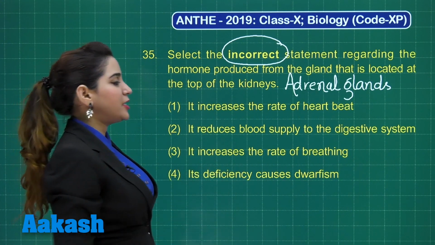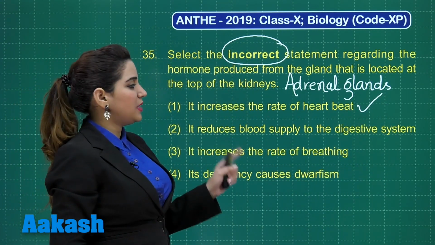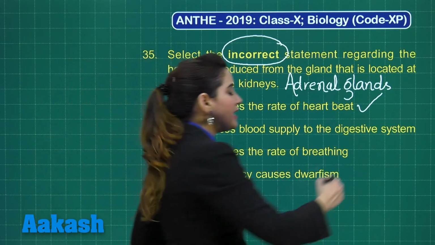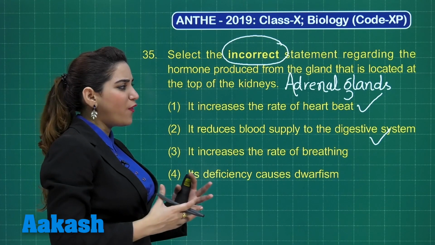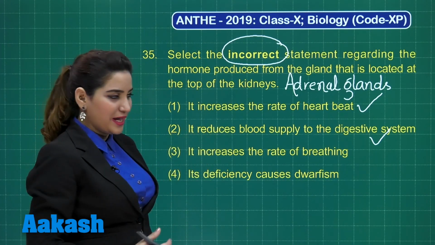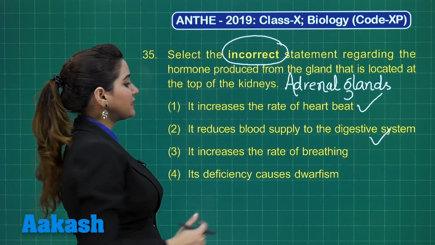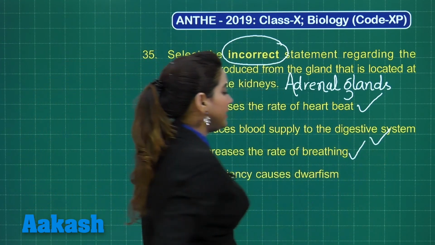It increases the rate of heartbeat. Perfect. This is right. It reduces blood supply to digestive system. Yes, it's an emergency hormone. At that time, the blood is not too much needed by the digestive system. Yes, it reduces the blood supply to digestive system. It increases the rate of breathing. Yes, heartbeat as well as breathing rate will increase.